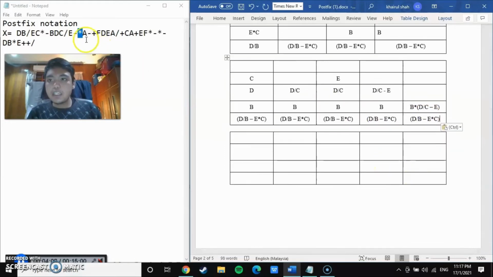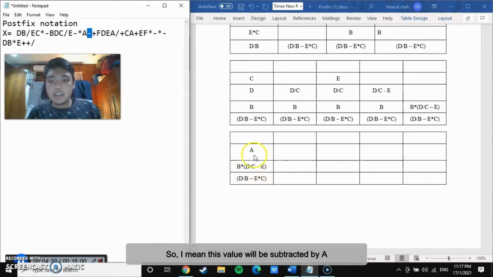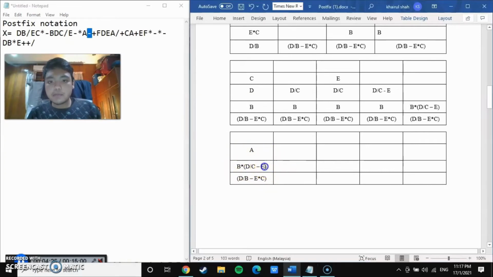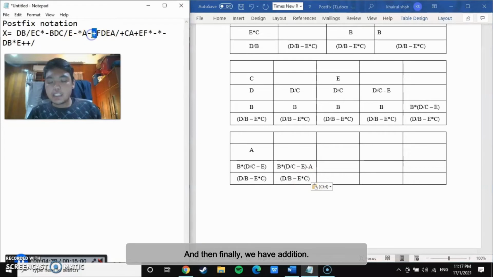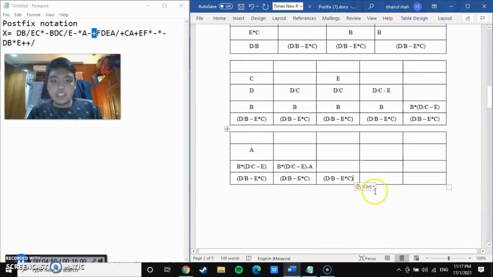And then we have push A. So A will be on top, and then we have subtract. Again, the top two in our stack diagram currently will be subtracted. So this value will be subtracted by A, minus A. And then finally, we have addition. So this value will be added by this value because it is the two most top in our stack diagram currently. Add.